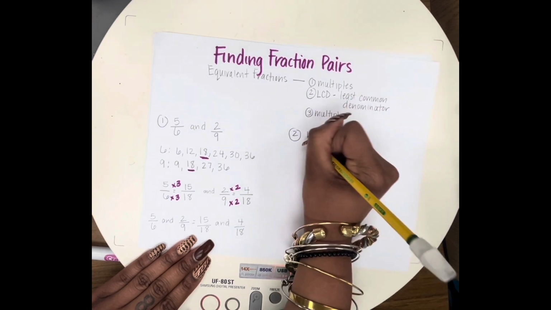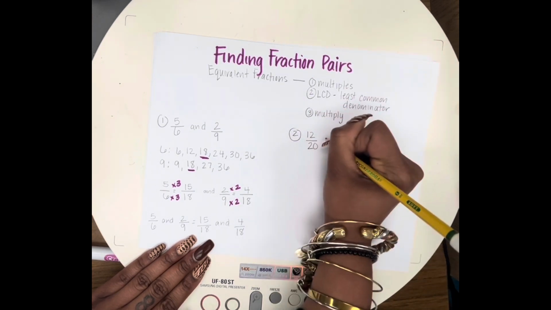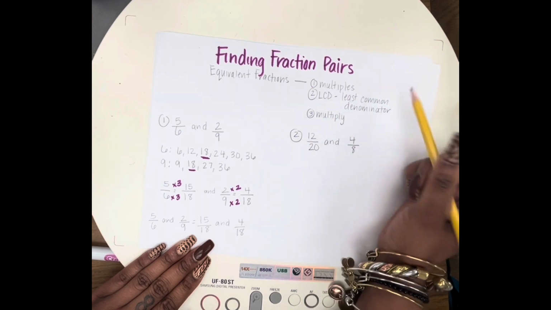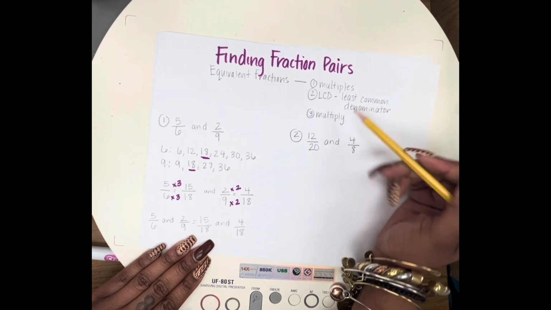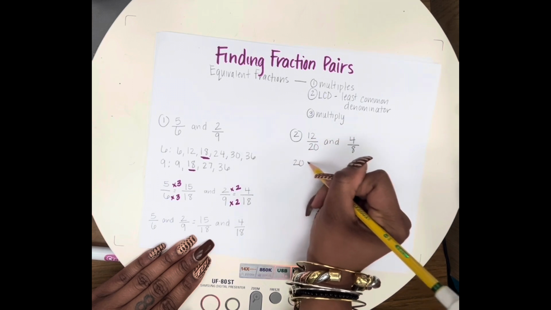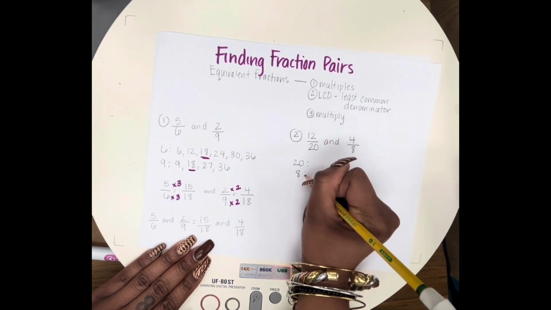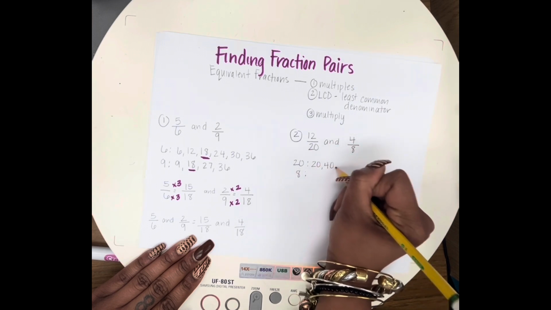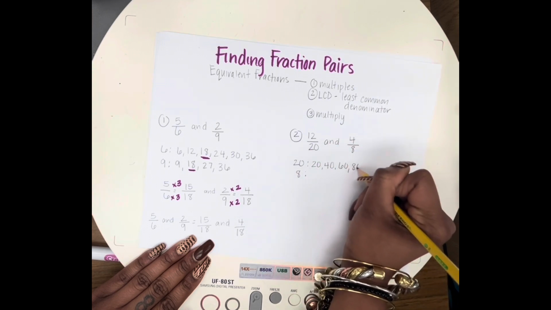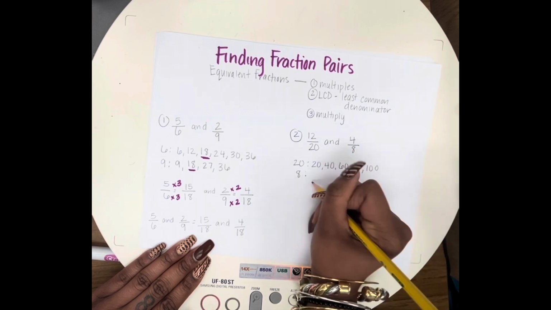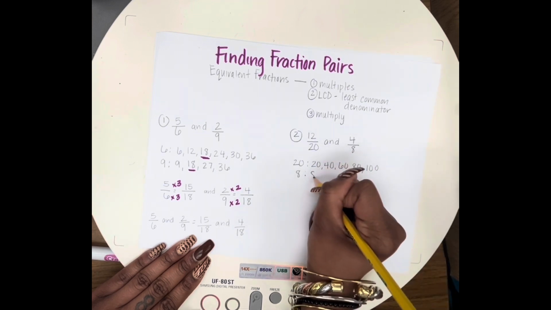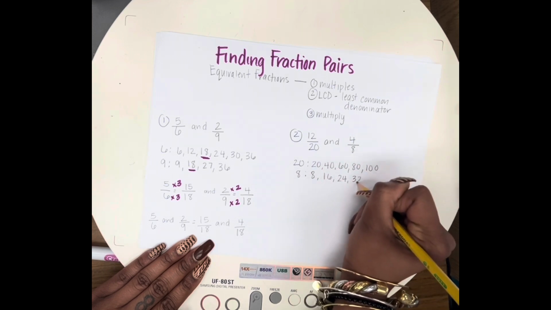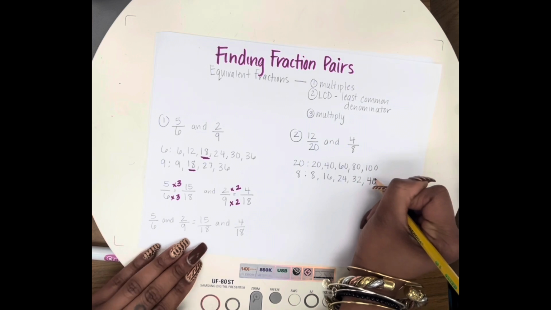Now let's take a look at another practice problem. You have 12/20 and 4/8. Again, follow those 3 steps: multiples, LCD, and multiply. So write out the multiples of 20 and 8. You have 20, 40, 60, 80, 100. I just stopped there. Again, you don't want to go too far. 8, 16, 24, 32, 40.